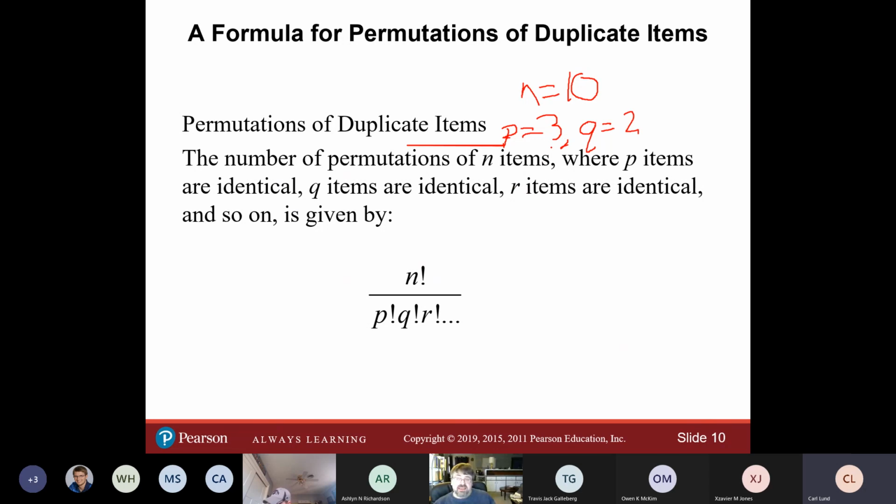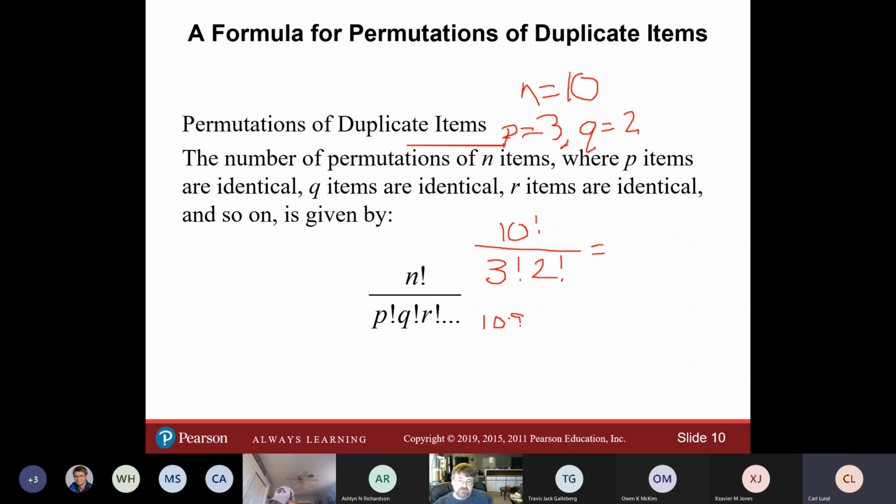Well, here's the thing. I don't want to count the books I have multiple copies of more than once. It doesn't matter if I'm putting copy 1 of your math textbook in slot 1 or copy 2 of your math textbook in slot 1. That's going to be the same arrangement. And so that would be 10 factorial, my total number of books, and I divide that by the product of the factorials of my books I have multiple copies of. So this is going to be 10 factorial divided by 3 factorial times 2 factorial.